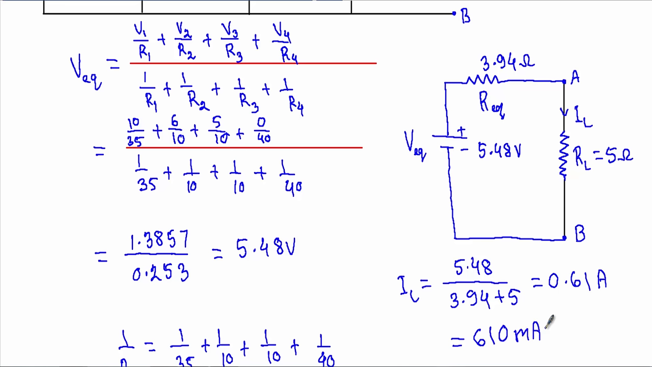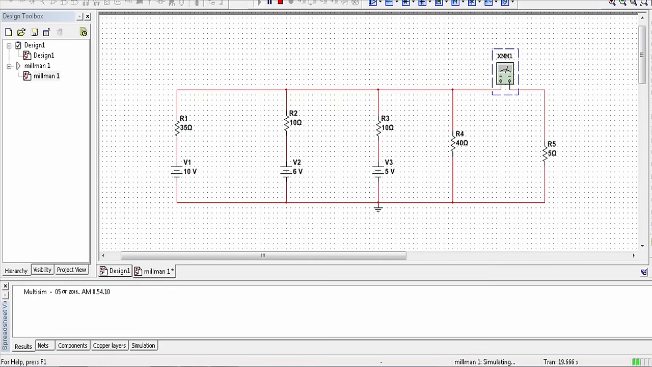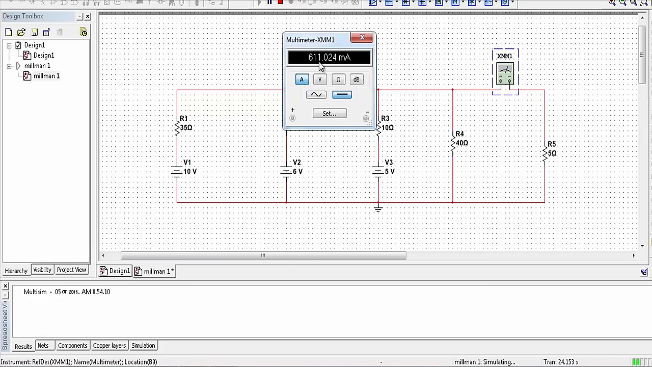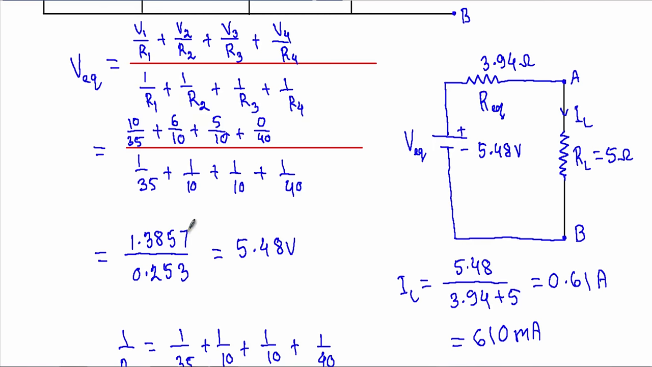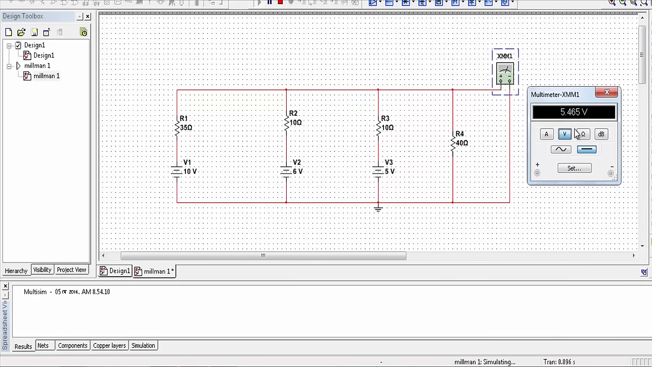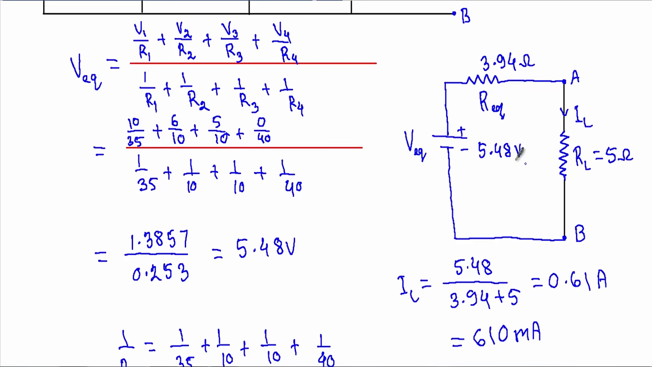Now let me run the simulation to verify my circuit analysis. See, this is the circuit I have set up. Now look at the reading of the multimeter. It shows a current of 611 milliampere through the 5 ohm resistor. As during the calculation I considered approximate values, there is a slight difference between our calculated and simulated values. If in this circuit you see the open circuit voltage or Millman voltage, it is 5.465 volt, which I have shown as 5.48 volt. That means more or less quite okay. That's it. Thank you.